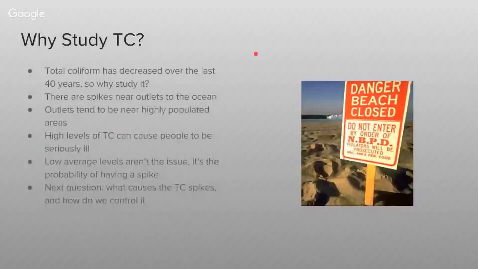why do we want to study TC? Although those TC levels have been decreasing over the last 40 years, we still do get occasional spikes near outlets to the ocean. It's not necessarily the small average levels of TC on a yearly or monthly basis we're concerned about. It's the big spikes that can happen in short times that can get people sick. So we want to learn what causes those and how we can control them.